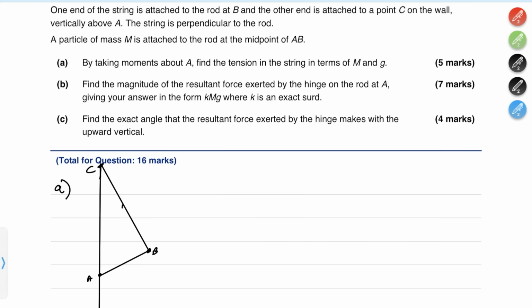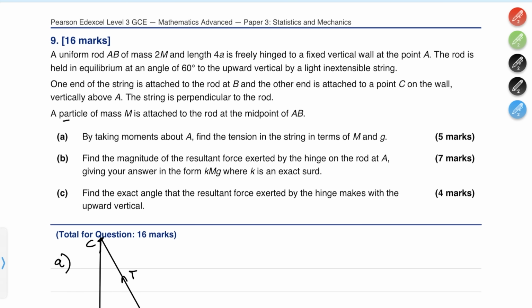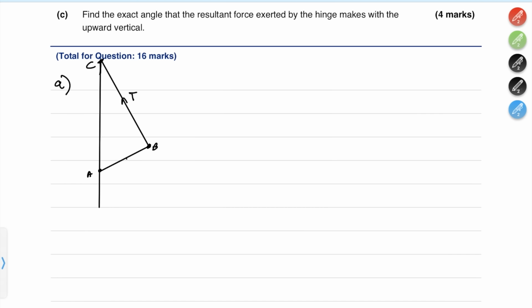And this is our string, so we're going to have tension acting this way. Now AB is a uniform rod of length 4a, and it has mass 2m. But before I draw that, I see here that we've got another particle attached to the midpoint of AB as well. So that would be the exact point where the center of mass is. So instead of writing 2m, I'm going to write 3mg downwards. This is 2a, this is 2a, and I'm going to write this here.